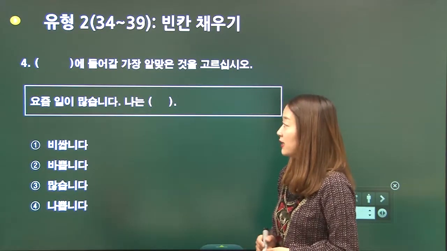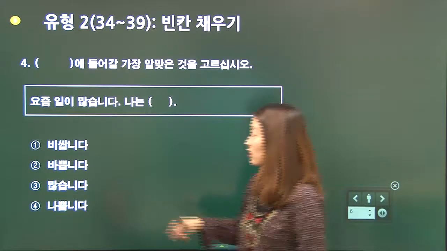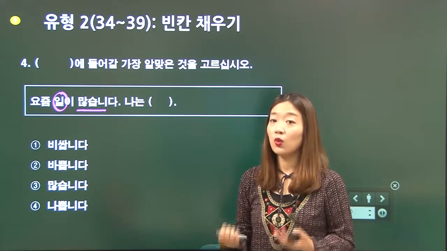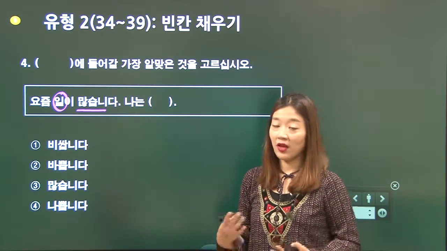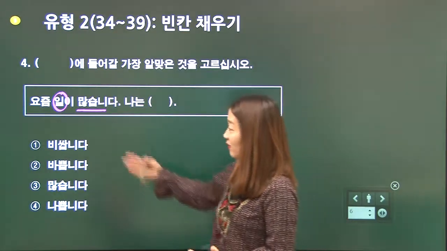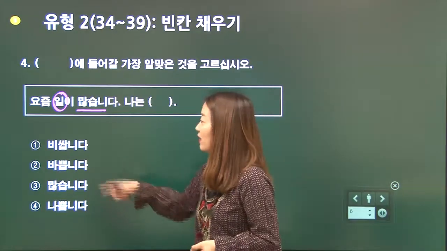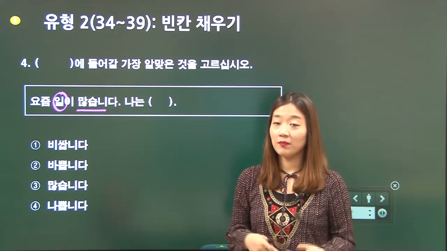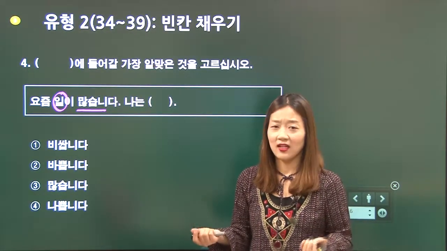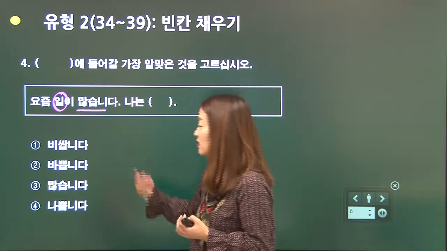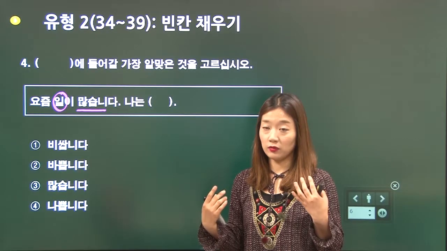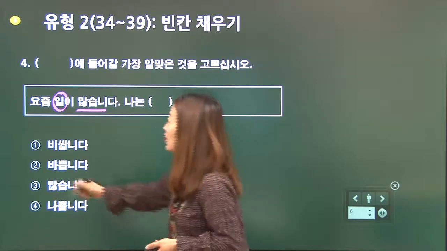Number four, 요즘 일이 많습니다. 나는 땡땡땡. Okay, here are the keywords 일 and 많습니다. 일 is work. I have so much work. So how am I if I have to work so much? Then number one, 비쌉니다. Expensive? That's not right. Number two, 바쁩니다. Busy. I am busy. It makes sense, right? Number three, 많습니다. A lot. A lot what? I cannot guess what it means. 나쁩니다. Bad. Am I bad if I have a lot of work? I don't think so.